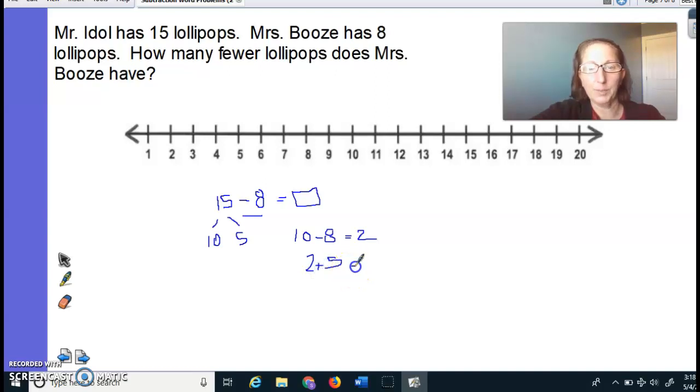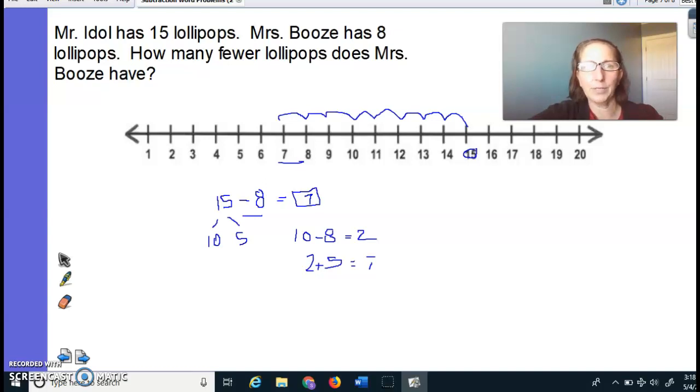Now you can count up to find that answer. You can use your number line, but 2 plus 5 is 7. And to check our work, we can start at 15 and we can count backwards 8. 1, 2, 3, 4, 5, 6, 7, 8. And our answer is 7. So let's take a look.